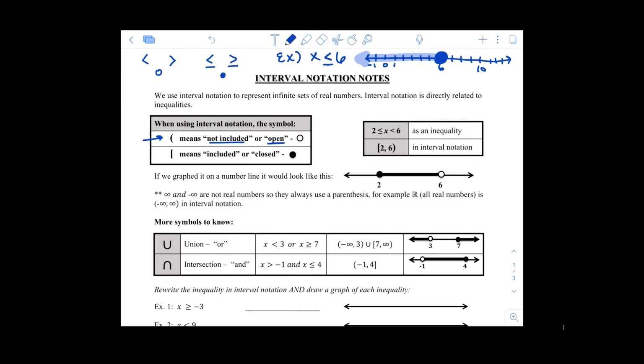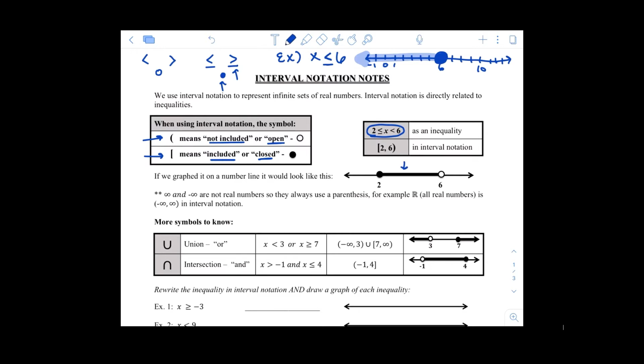A closed circle, which means we're going to include that value, it's like the solid circle or the solid line. It's the equal to portion, and it's going to get a bracket. Now, let me give you this example on the side. When you're reading 2 is less than or equal to x, which is also that same x is less than 6, as an inequality, it ends up being this portion of the graph.